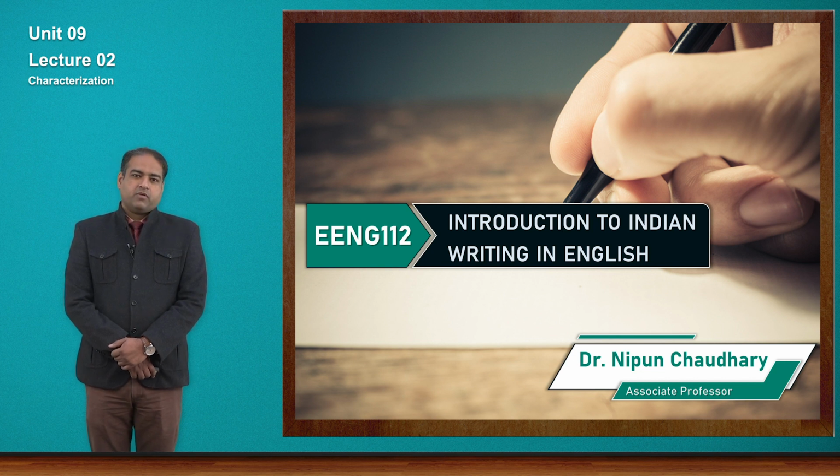Friends, we were discussing Unit 9 in the last class. Unit 9 consists of a very important text. The name of the text is Untouchable. The writer of this novel Untouchable is Mulk Raj Anand. In the last class, we discussed the plot of this text Untouchable.